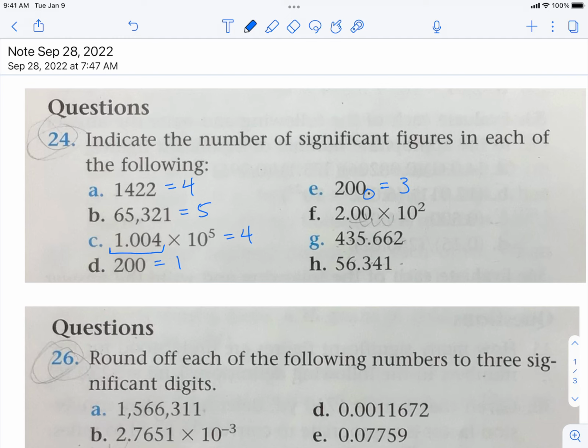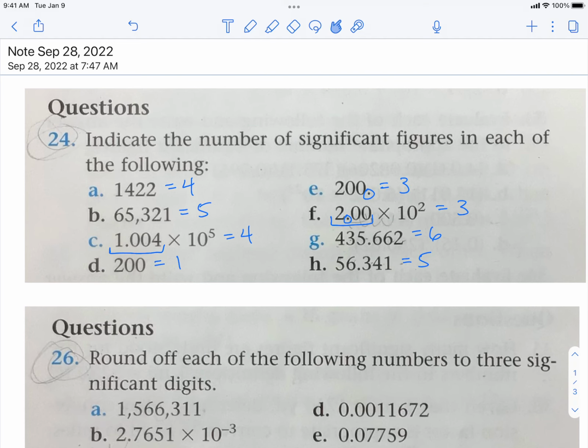All right. For letter F, we're only again paying attention to that first part. There's a decimal in there, so these trailing zeros count. So there are 3 significant figures. G, all non-zero numbers, so we have 6. H, all non-zero numbers, so we have 5.